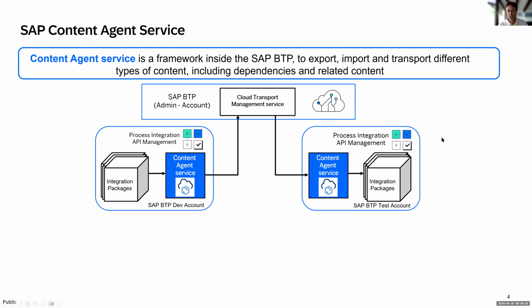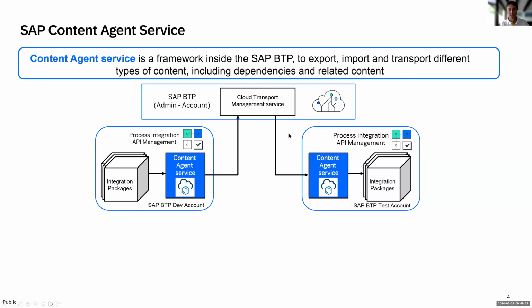You have two ways to do that. Either you do it via the Cloud Transport Management Service, which was just very well explained by Harald. This is also the recommended way, because like that you have fixed transport routes, and you can be sure that if you start the transport from this one account to the other, it will exactly reach there and be used with the right data that comes across.